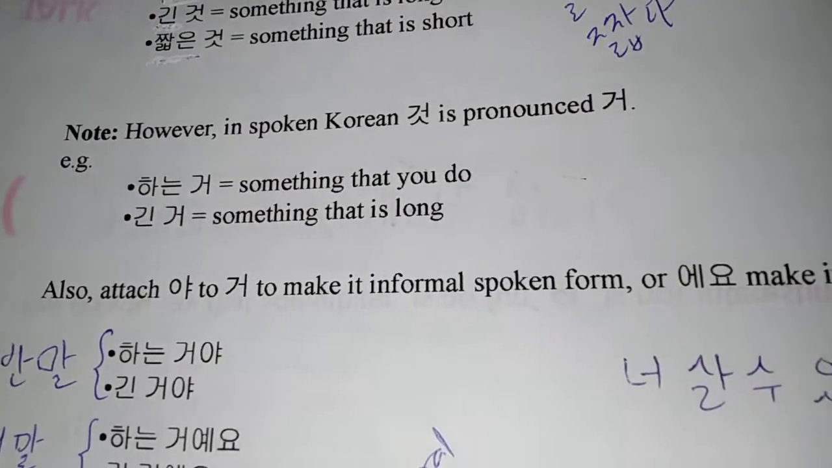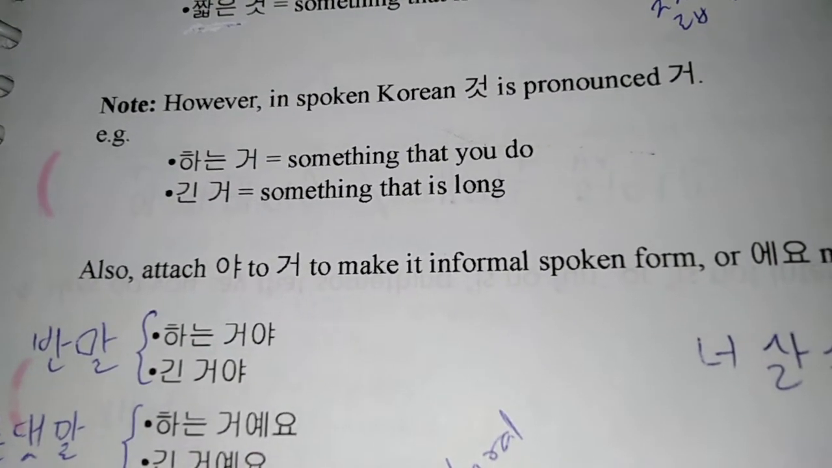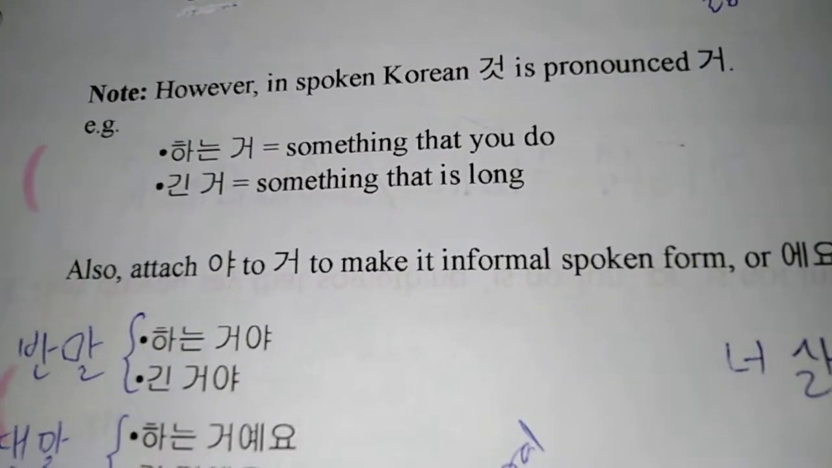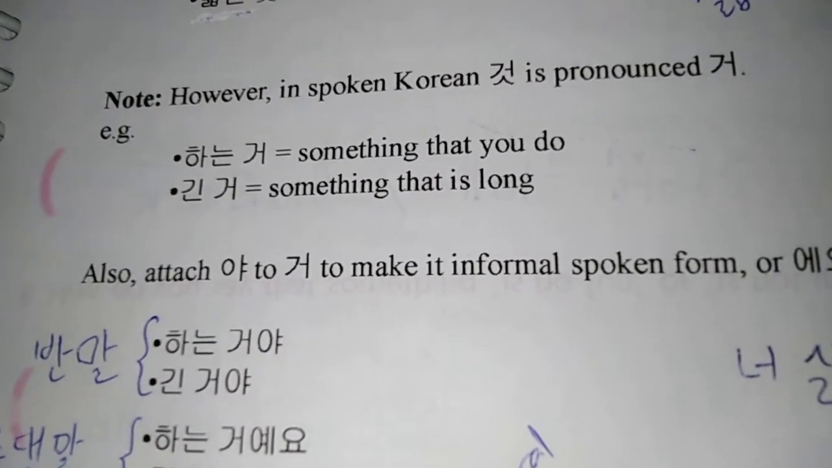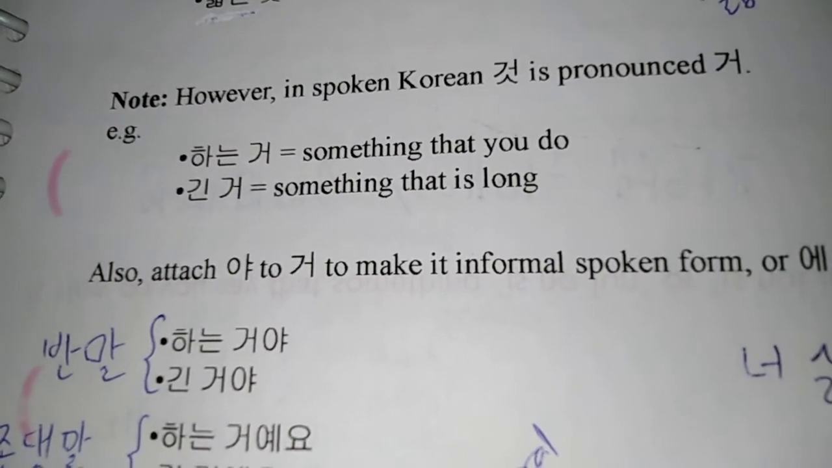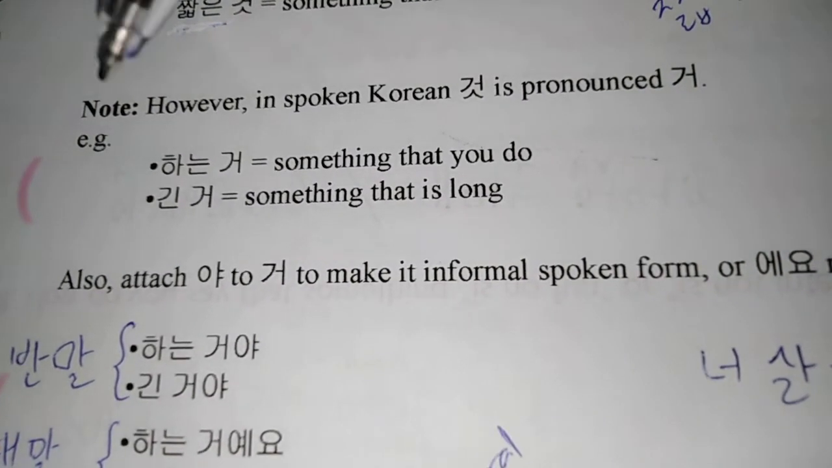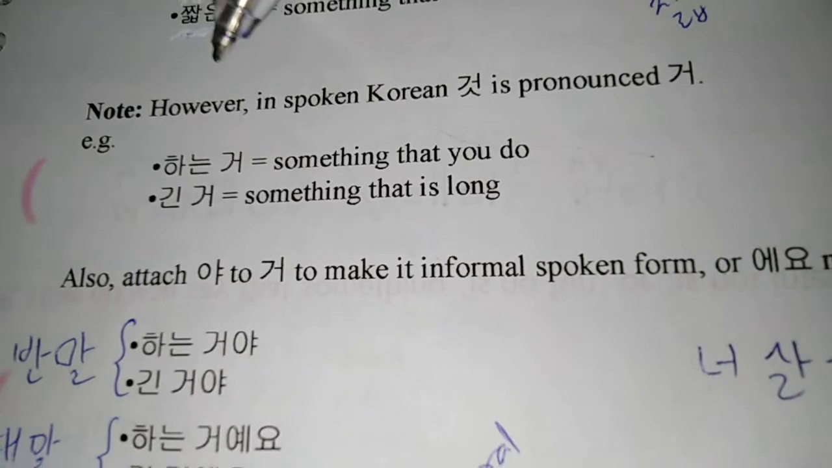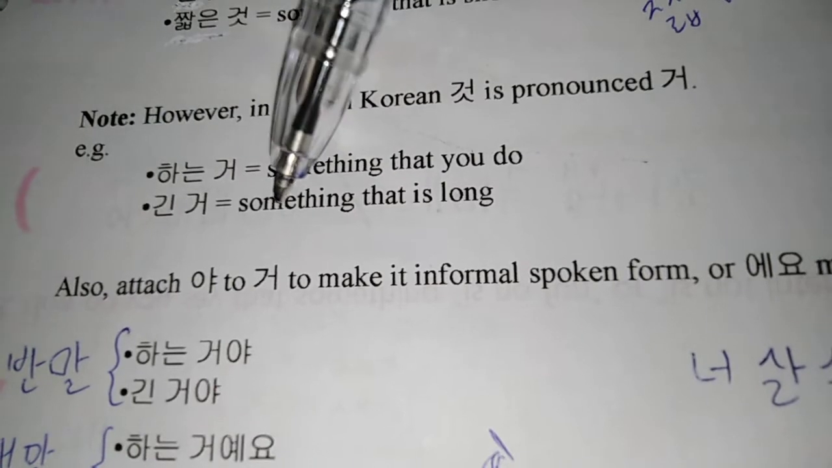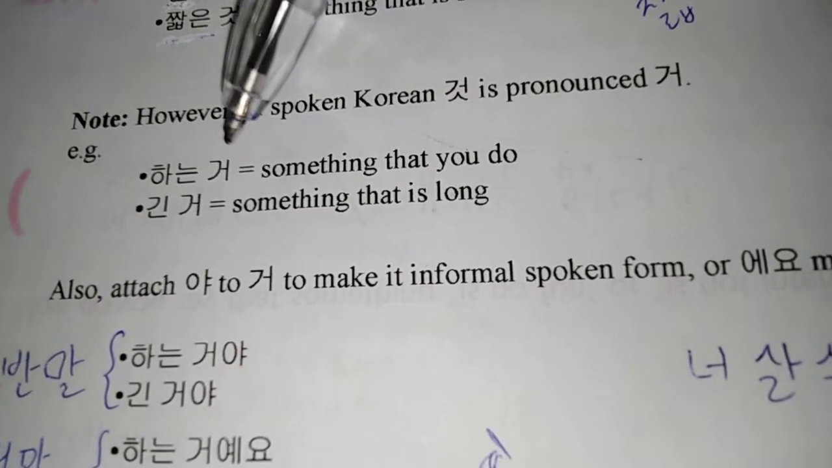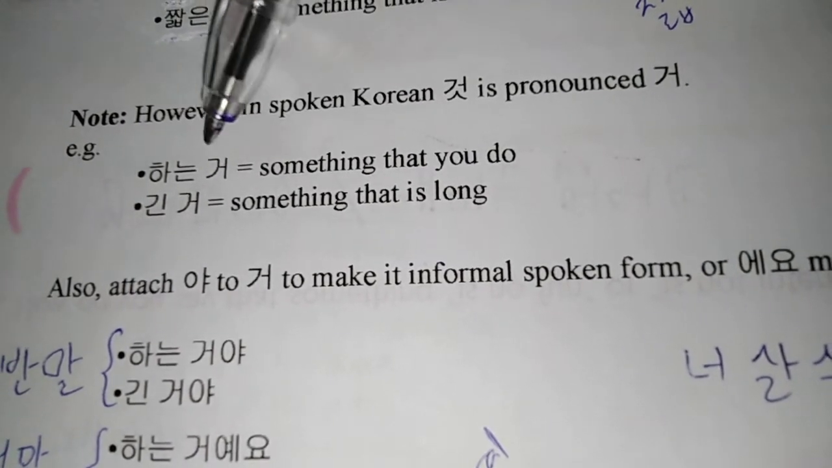So another thing you need to take care of in spoken Korean is that you wouldn't say 것 all the time when you're speaking, because it's hard to say that 것 when you try pronouncing it. It is hard. So what you usually do in spoken Korean is that you would just say 하는 거. Like you would stop at 거. You wouldn't say 것. So 하는 거, 가는 거, 긴 거, 먹은 거, 했던 거. You could say it like that. You would just say 거.